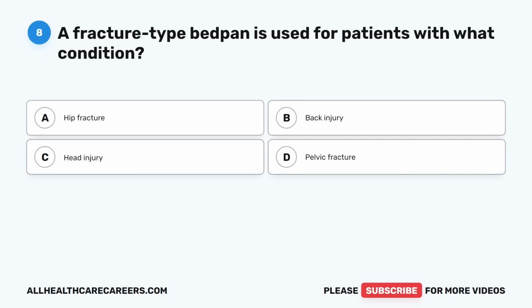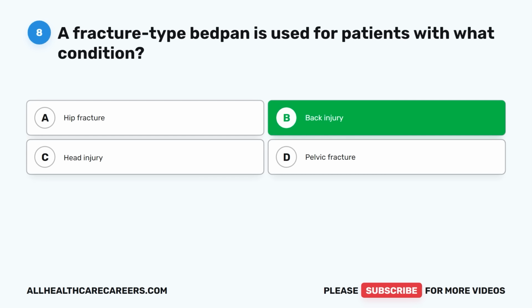Question 8. A fracture-type bedpan is used for patients with what condition? A. Hip fracture. B. Back injury. C. Head injury. D. Pelvic fracture. The correct answer is B.